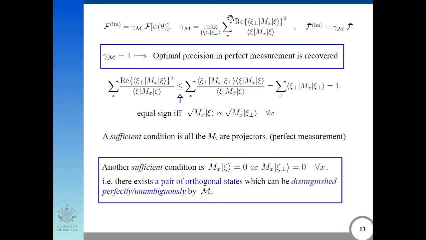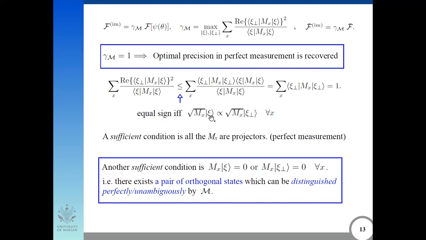If you look at this expression, this gamma m, which is a sum over x of something like this, then of course the thing inside the summation can be bounded easily with the Cauchy-Schwarz inequality. And therefore, it's smaller than or equal to 1 in the end. So then the question is, when can I get 1? That means I get an equality sign here. And it equals 1 if and only if these two vectors are parallel.